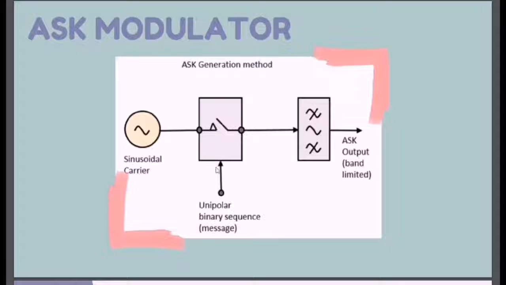The high signal causes the switch to close, allowing the carrier wave, hence the output will be the carrier signal at high input. When there is low input, the switch opens, allowing no voltage to appear, hence the output will be low. The band limiting filter shapes the pulse depending upon the amplitude and phase characteristics of the band limiting filter or the pulse shaping filter.